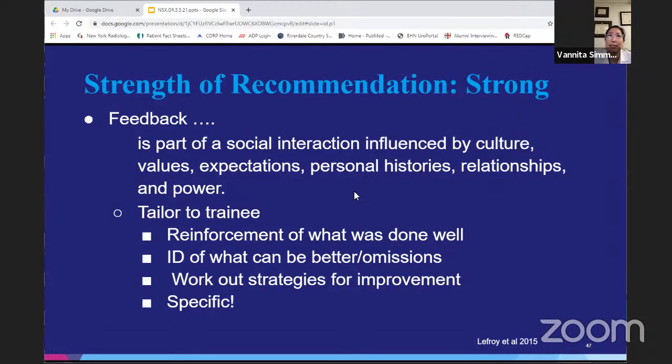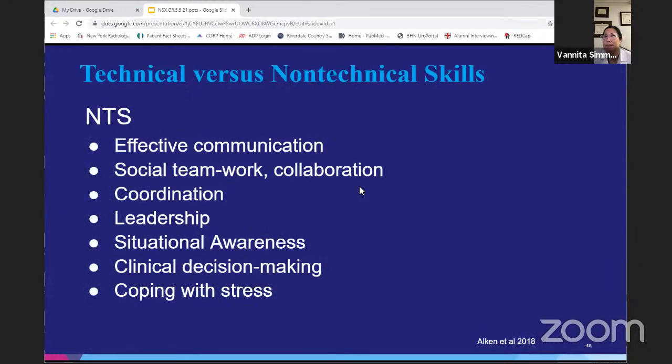So feedback is, again, extremely important. And it should be recognized that there are many influences to feedback, which include culture, values, expectations, personal histories, relationships, and power. Just like I mentioned, it has to be specific to the trainee, reinforce what was done well, identify what was left out or omitted, and what can be done better, and come up with ideas on how to improve. Don't say read more, you have to be more specific.